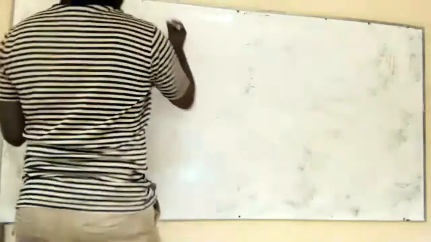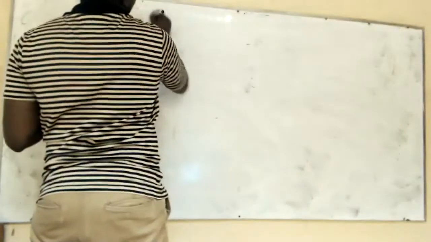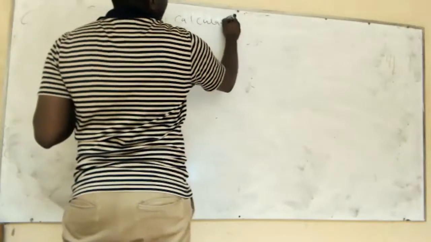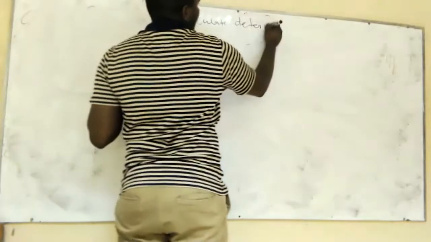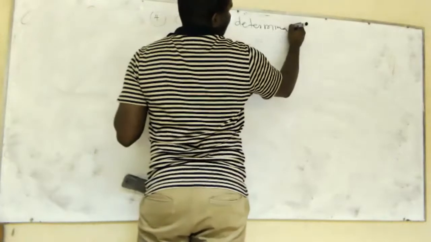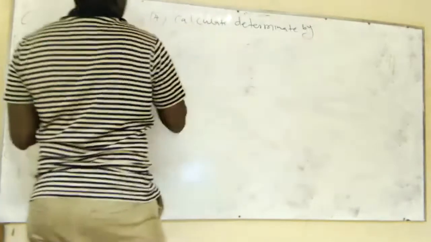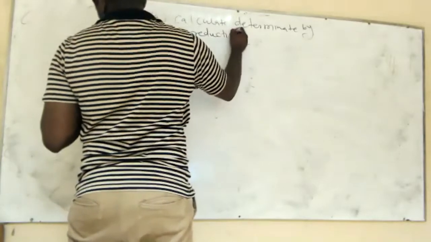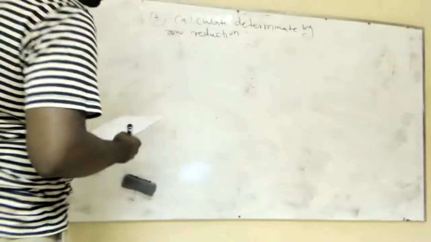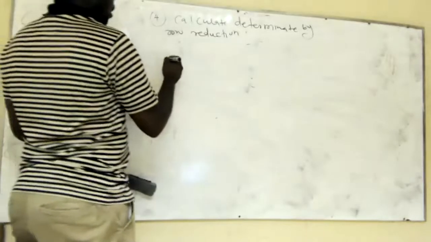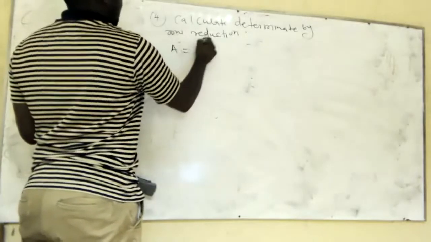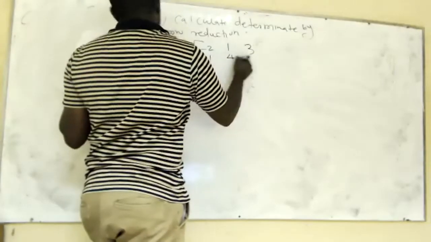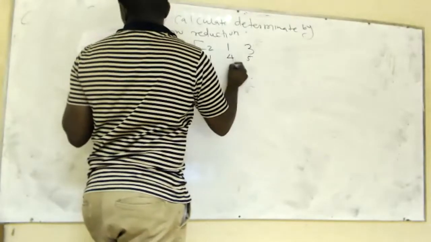This matrix. So this is section number 4, calculate the determinant. We are now calculating the determinant by row reduction. So this is how we are going to do it. Let's say we want to calculate the determinant of this matrix: 1, 4, 5, 2, 3, 1.